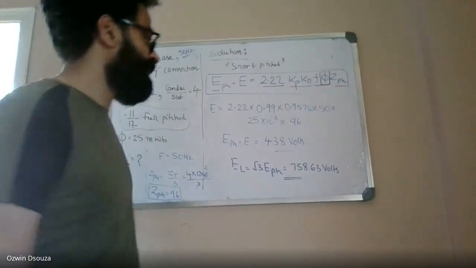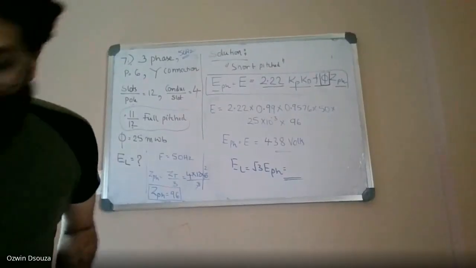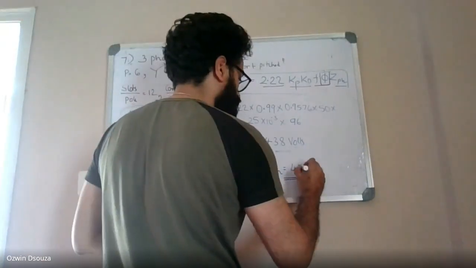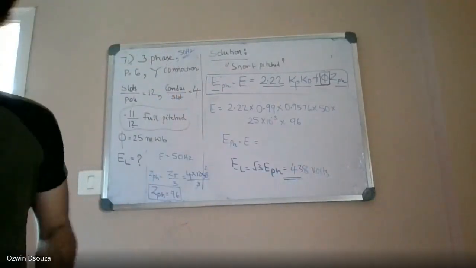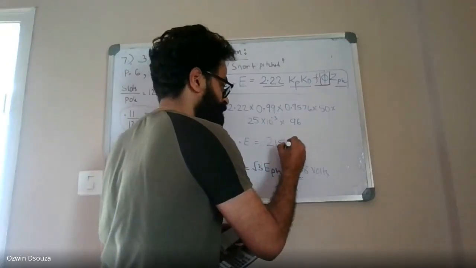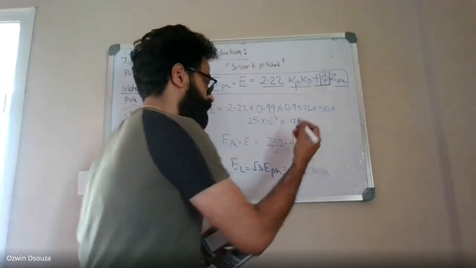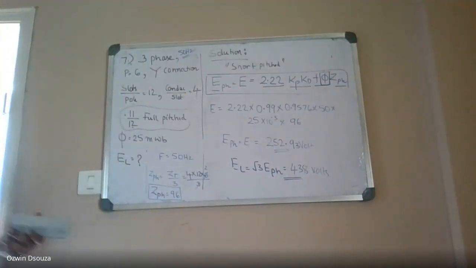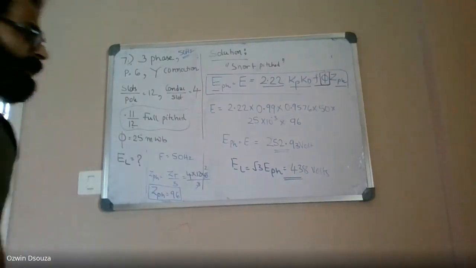No, sir, the value of line voltage is 438. You said line voltage is 438, is it? Yes, sir. Okay, so phase voltage is divided by root 3. How much do you get as phase voltage? 252.937. Okay, 252.93 volts. So that's your line voltage and phase voltage.